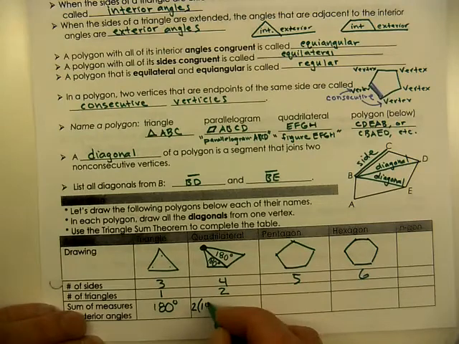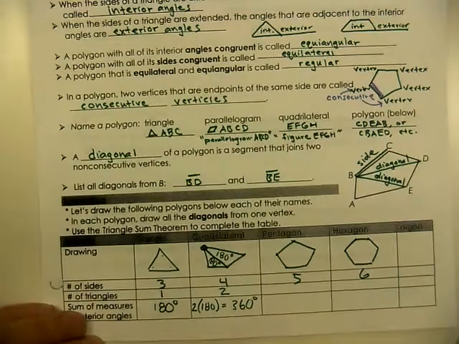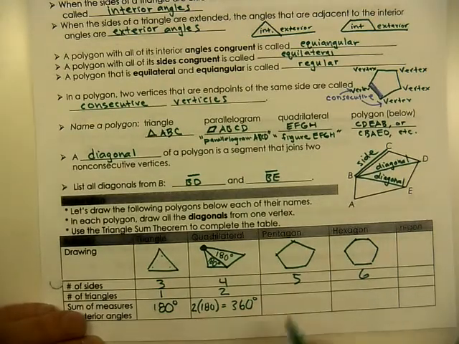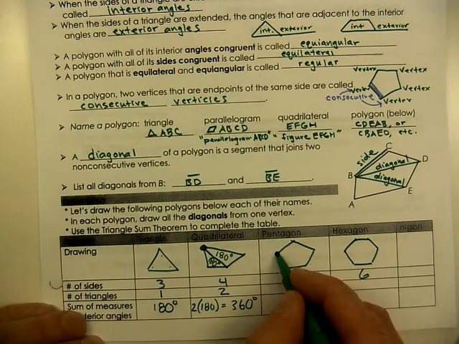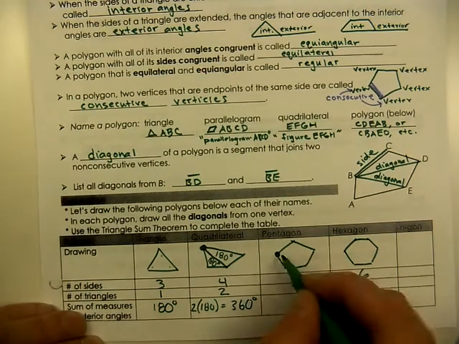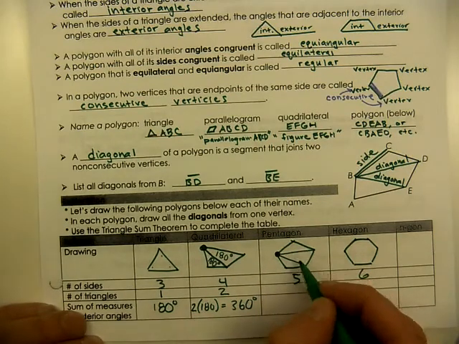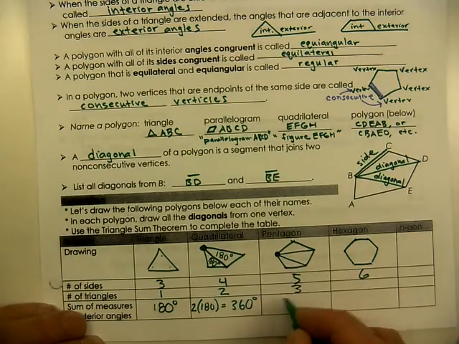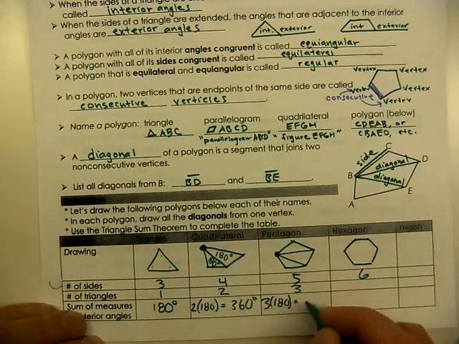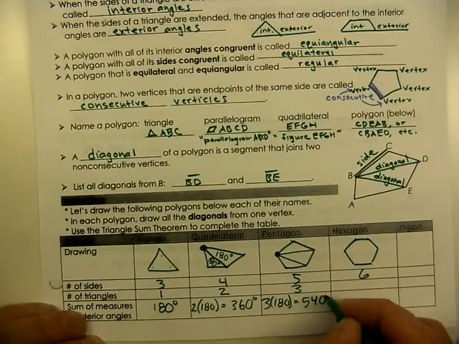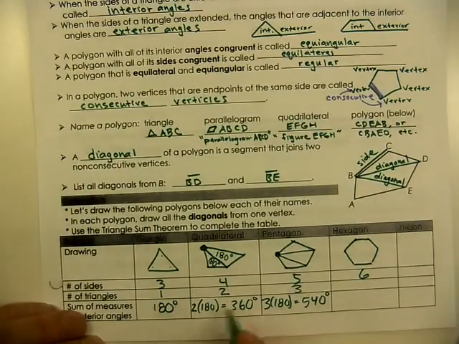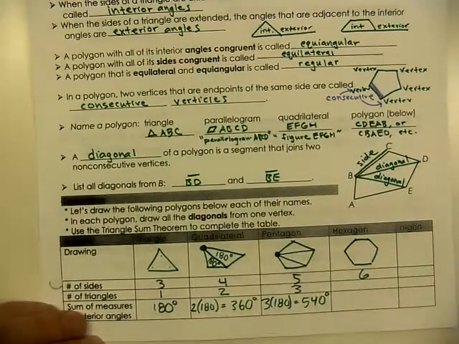And two triangles at 180 degrees apiece means that there are 360 degrees total inside a quadrilateral. For my pentagon, if I pick a vertex and draw diagonals from it, we have now two diagonals, and that means we have a total of three triangles. So that means if we have three triangles at 180 degrees apiece, well, then the total number of degrees in that pentagon is 540. We can see the total sum is increasing with the more sides we have.